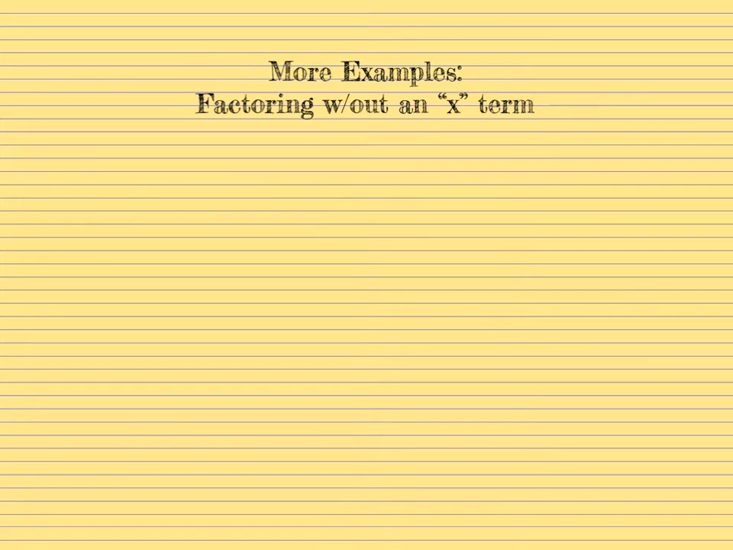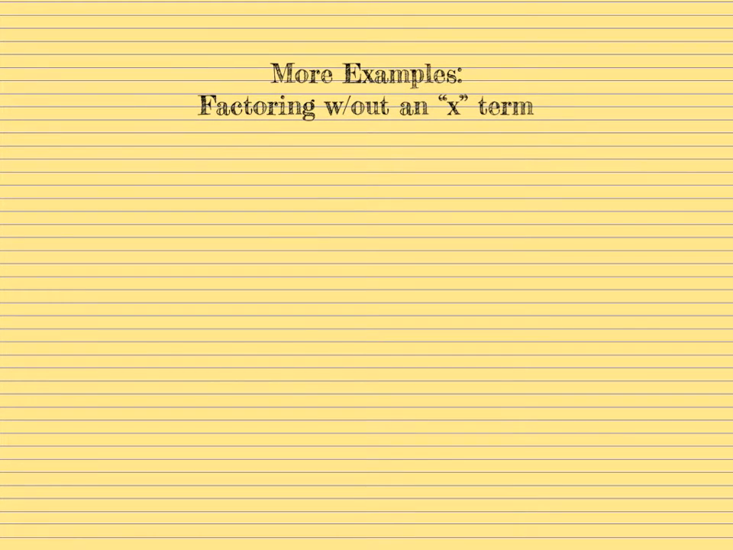And we're back. I want to go through two more examples with you about how to factor a quadratic expression that is missing the x term. So first, we're going to factor x squared minus 49. Okay, so we start with our area model.